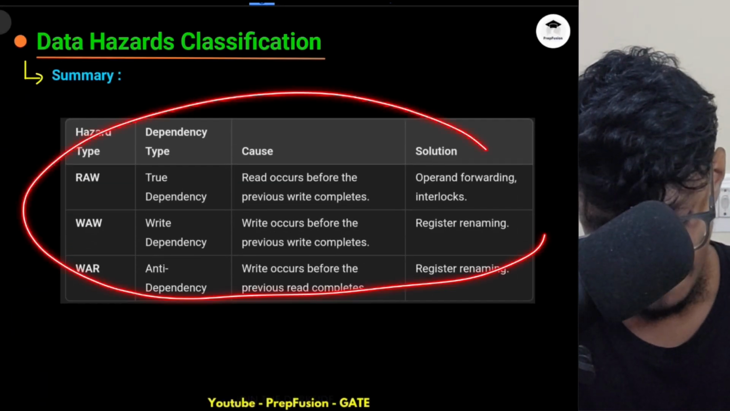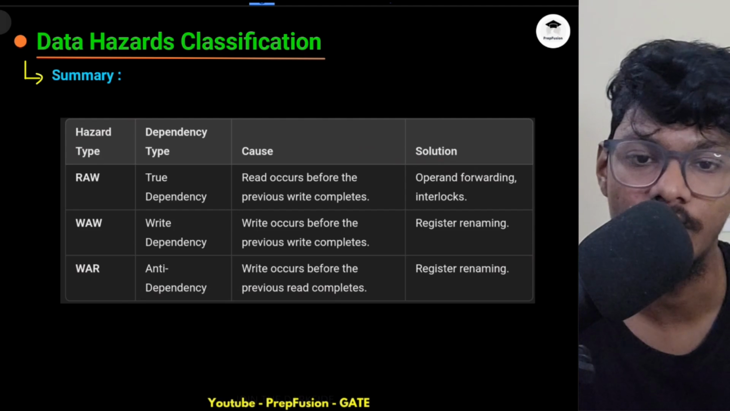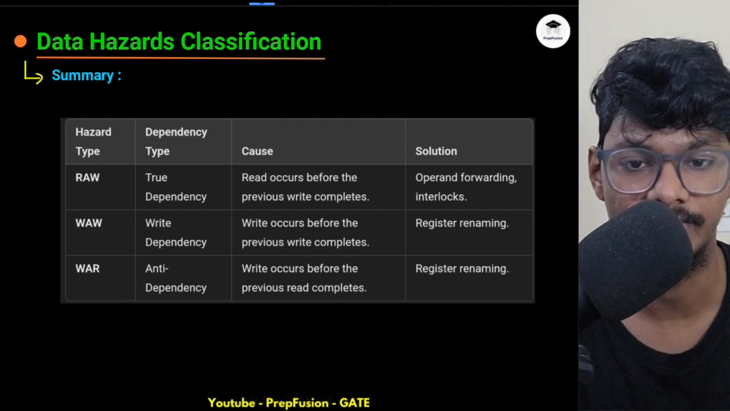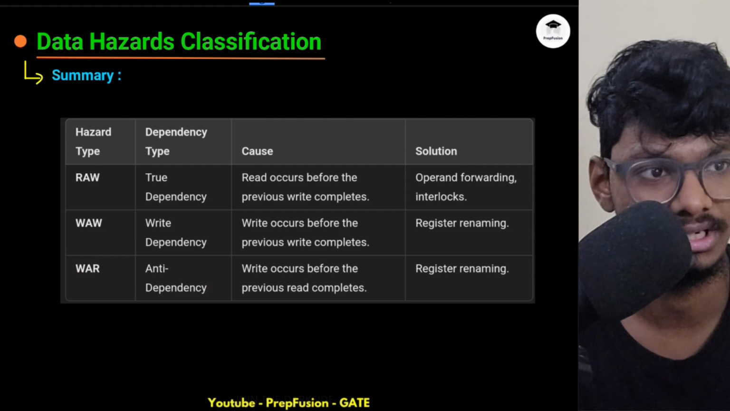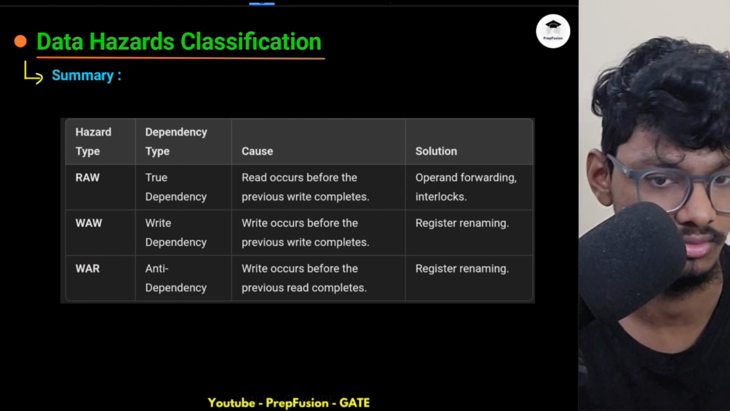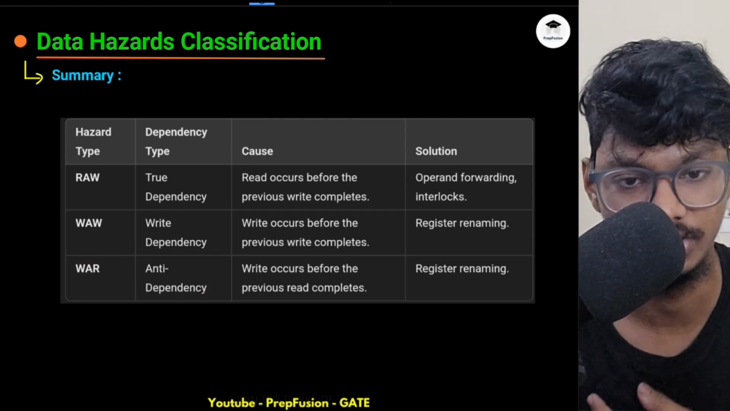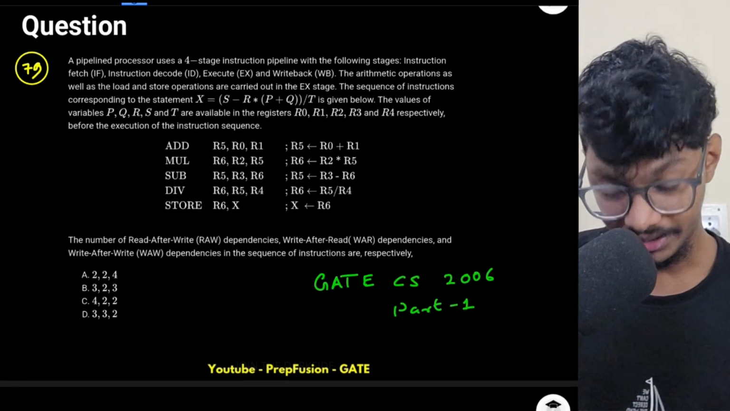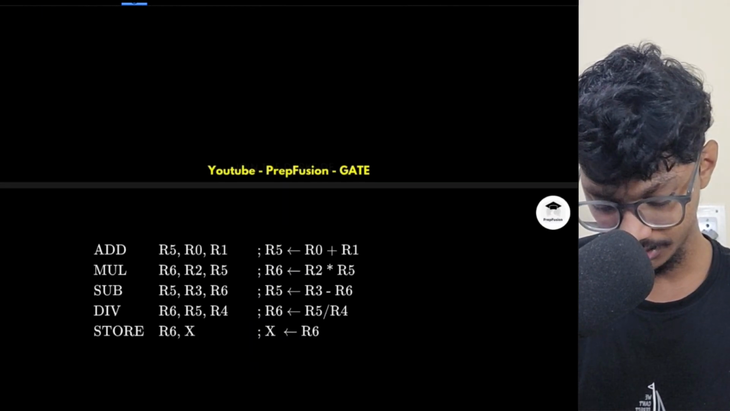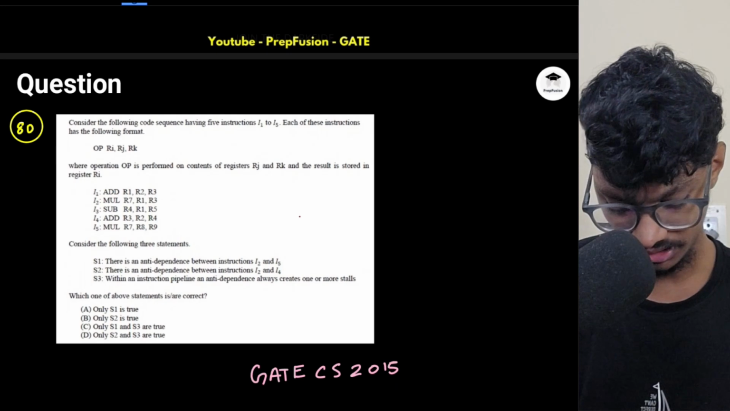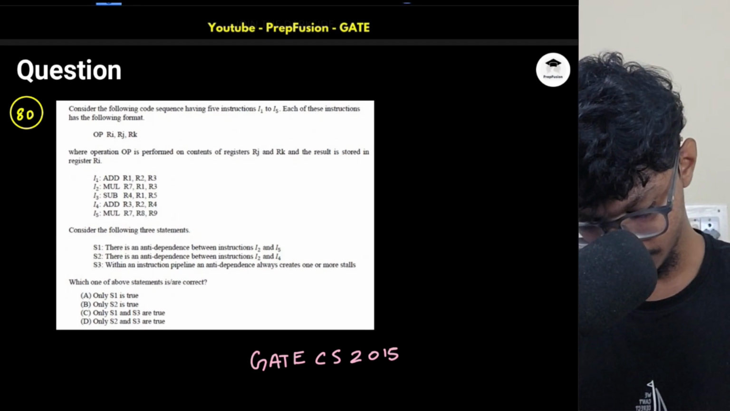So this is a summary of the different types of data hazards. You can read this, go through this, remember it and put it in your short notes to quickly recall everything. Try to solve these two questions. Pause the video, try to solve this one and this one, and then I will obviously solve them in front of you.